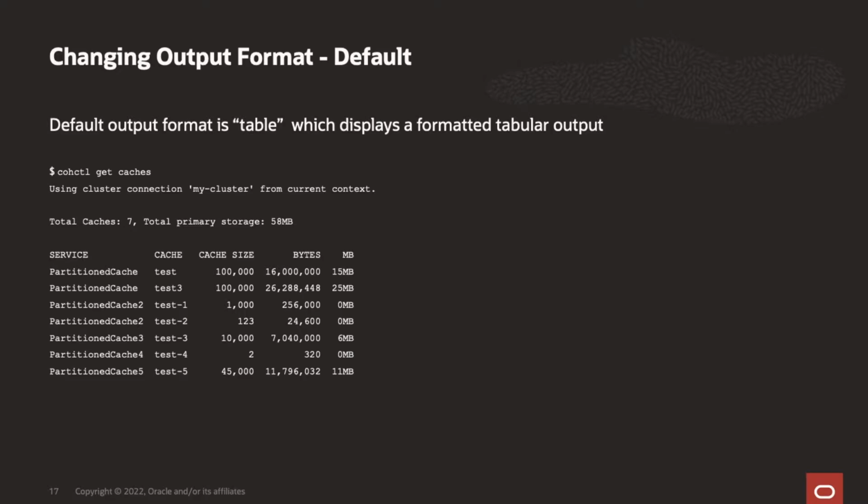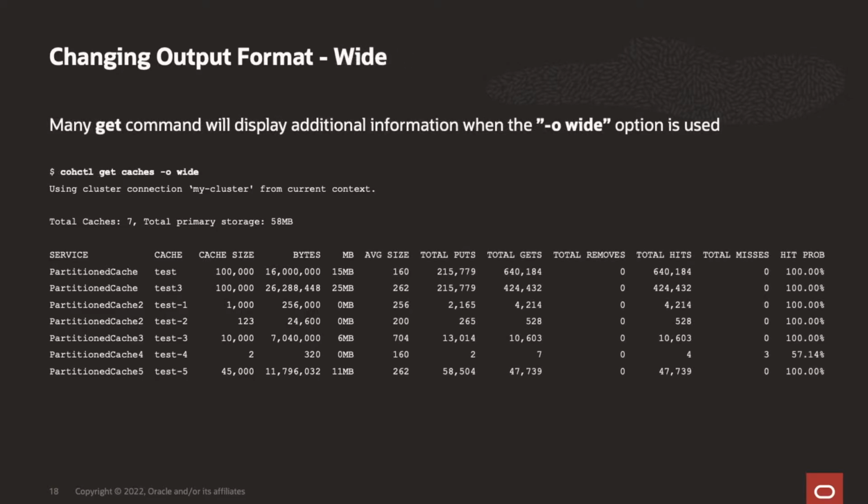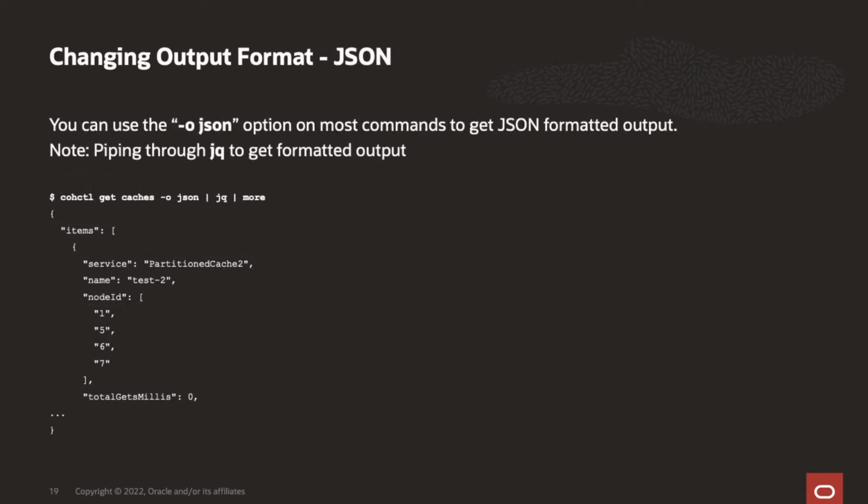So if we look at the output format, by default the output format is table, which displays a tabular format. We can also provide -o wide, which will display additional information if the command supports it. So in this case, we're displaying additional information on the hits, misses, hit probabilities, for example, for caches. We can also use -o JSON to get JSON formatted output. And we can see here we're also piping this through jq just to get it nicely formatted.